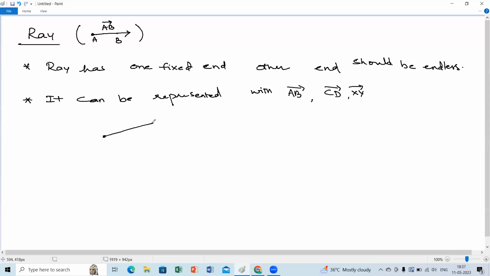If you want, you can write examples also. XY, so XY with a single arrow. It's the way you can represent it. Next thing, children, intersecting lines. This is more important, children. What is the third point? It is ray. The fourth point among this is intersecting lines.